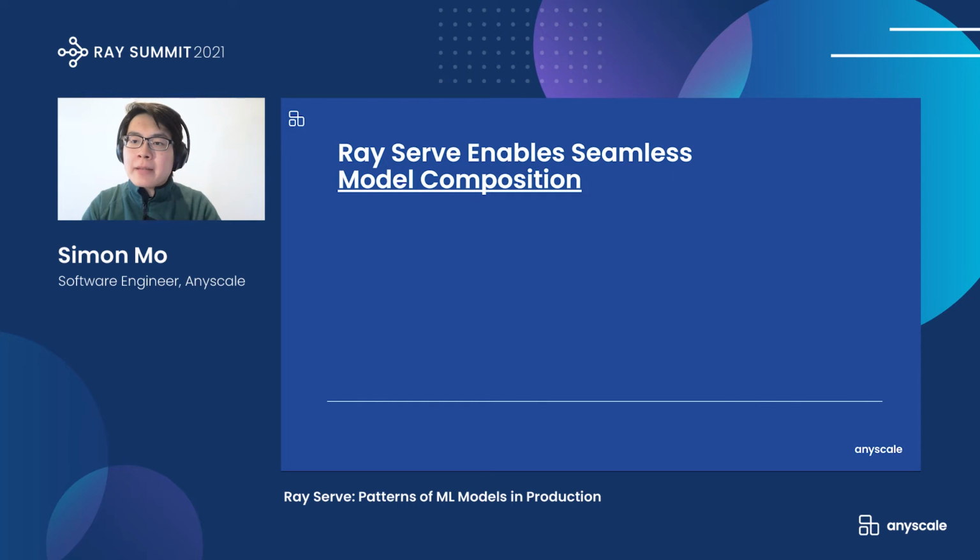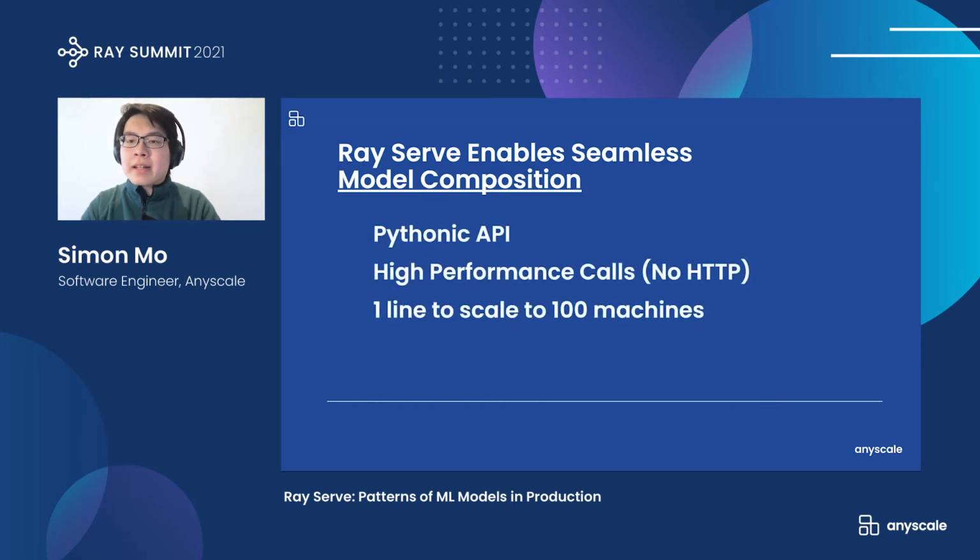We have a pure Python API. This means you don't have to write complex YAMLs, and you can express your composition logic with the smallest number of lines of code. It also means a more flexible and maintainable codebase. The actor calls are high-performance gRPC calls directly between the actors. We avoid heavy serialization cost to go through HTTP between the actors. And lastly, you can easily scale your bottleneck deployment with one line of code to hundreds of machines. This helps you improve utilization and tune each step of the pipeline separately.